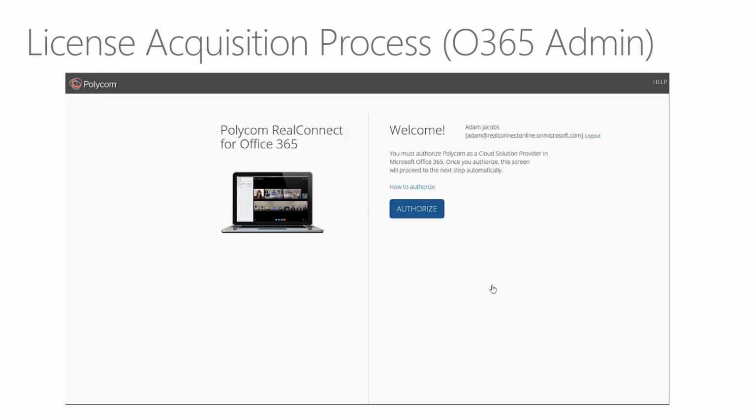In the next part of the process, we're going to authorize Polycom as a cloud solution provider. And we're going to give them delegated admin access rights so that we can add the new license plan to our Office 365 tenant, and once that's done, license our users. So to do this, I'm first of all going to click Authorize. And when I click Authorize, that's going to take me to a page where I can then approve the CSP credentials.